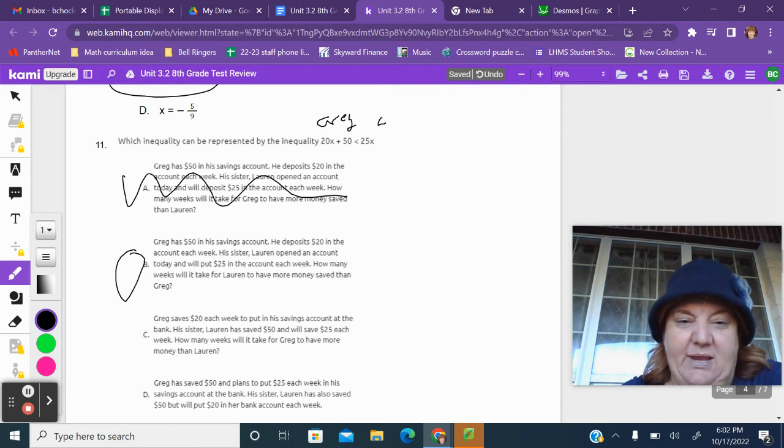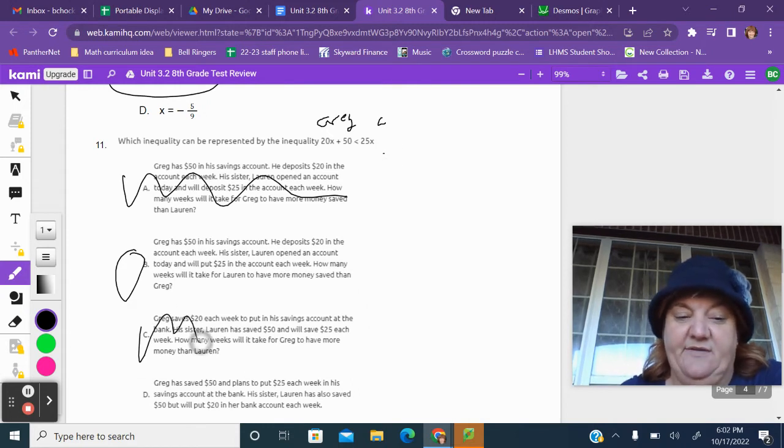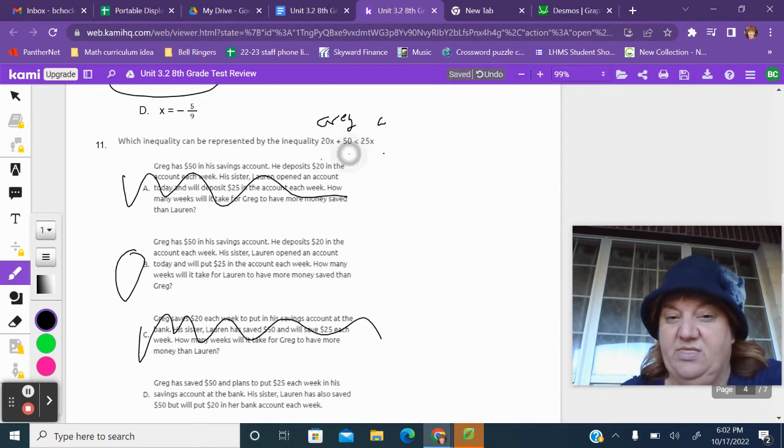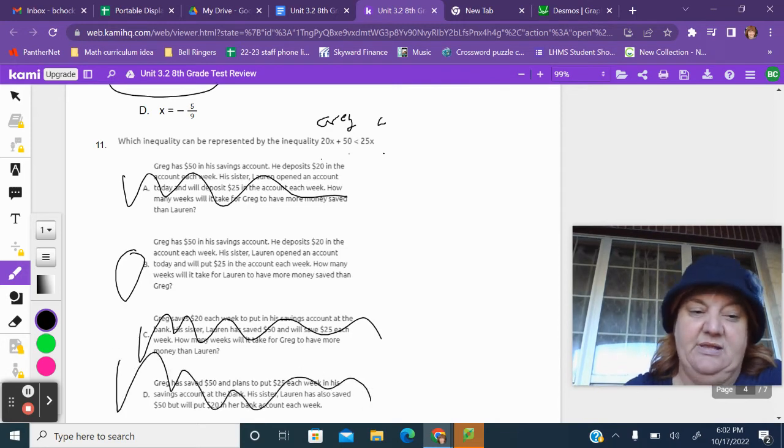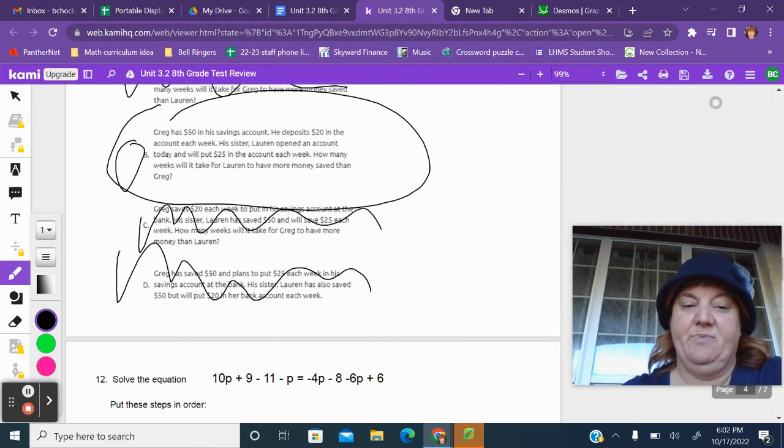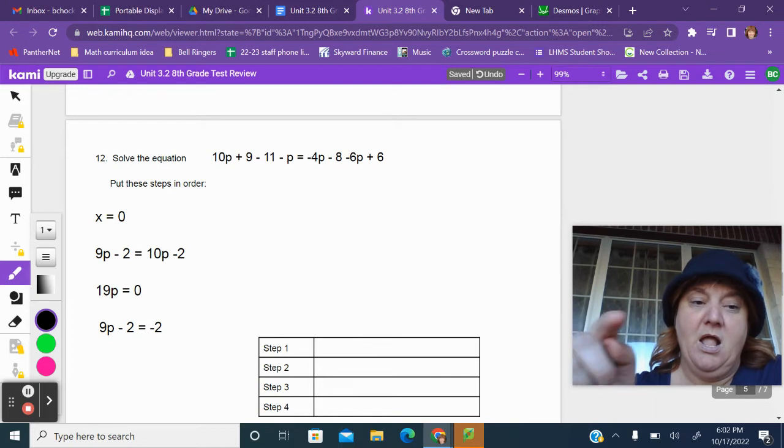Greg saves 20 each week, that 20 each week to put into his savings account at the bank. His sister Lauren saved $50 and we'll say 25. Well, the 50 is not with the 25, so it's not that one. Greg has saved $50 and plans to save 25 each week. Well, the 25 isn't with the 50, so it's not that one. So B it is. Okay, moving on.